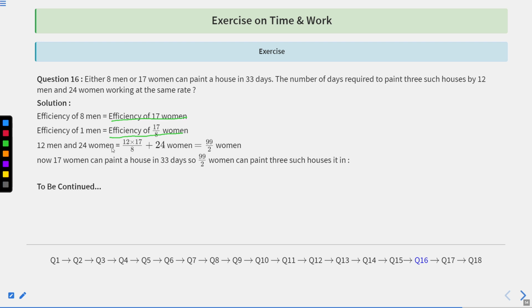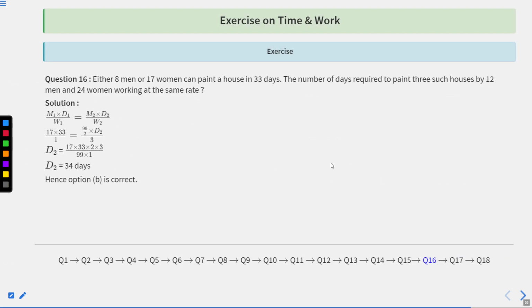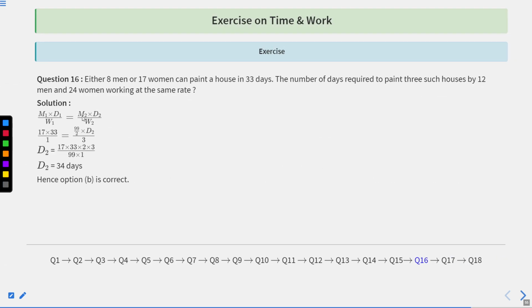So 12 men and 24 women is equal to 12 times 17 by 8 plus 24 women, that is 99 by 2 women. Now 17 women can paint a house in 33 days. So 99 by 2 women can paint 3 such houses in, using M1D1 upon W1 equal to M2D2 upon W2, that is 17 into 33 upon 1 equal to 99 upon 2 into D2 upon 3. So D2 is equal to 34 days. So the correct option here is option B.